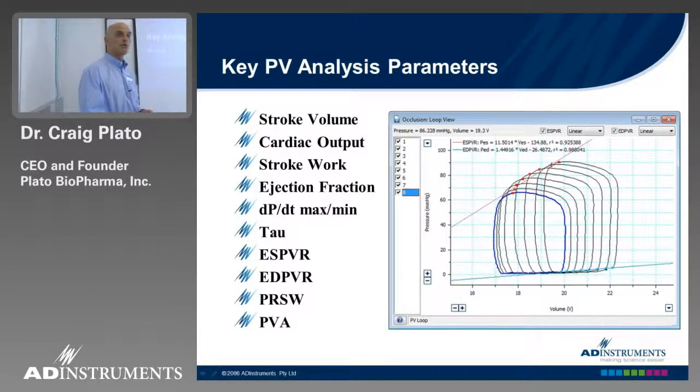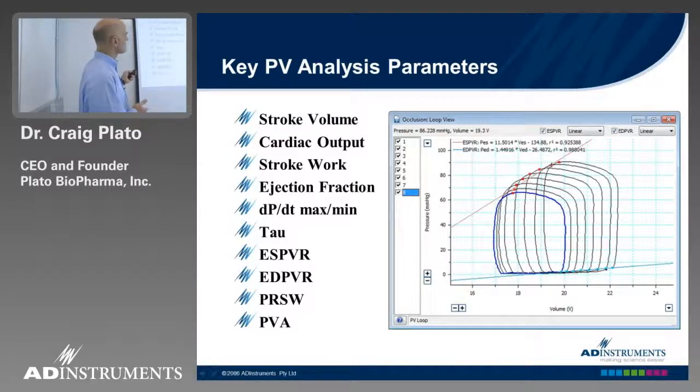So, the key analysis parameters, things that we're going to be looking at today. There are a variety here. Stroke volume, again, is the amount of blood that is being pumped by the heart on a beat-by-beat basis. Cardiac output, the amount of blood in liters or mils per minute that's being pumped out, is a product of heart rate and stroke volume.